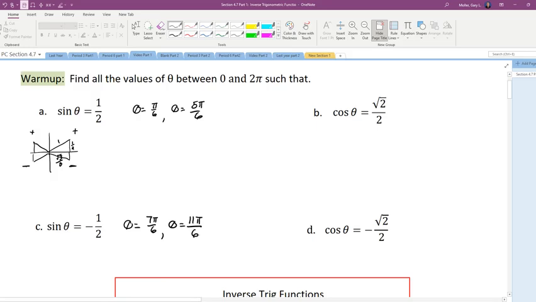All right, cosine of theta equals root 2 over 2. What angle has that ratio of cosine? Root 2 over 2 should jump out at you as a pi over 4. And so now we've got to think about where cosine is positive and negative. And we know cosine is positive with the x value being positive. And so we would be looking at this scenario. So cosine of theta equals root 2 over 2. I know that is a pi over 4 degree angle. So we're looking at these two angles right here.